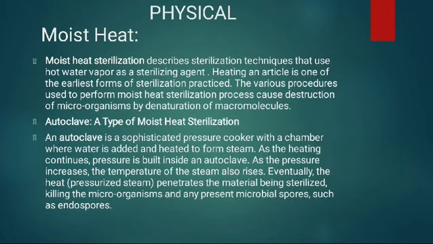Autoclave is a type of moist heat sterilization. An autoclave is a sophisticated pressure cooker with a chamber where water is added and heated to form steam. As the heating continues, pressure is built inside the autoclave. As the pressure increases, the temperature of the steam also rises. Eventually, the heat penetrates the material being sterilized, killing the microorganisms and any present microbial spores such as endospores.